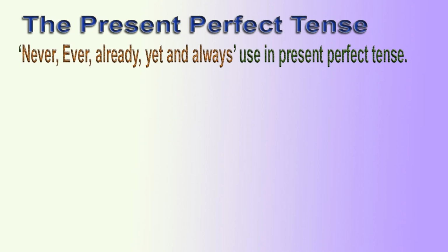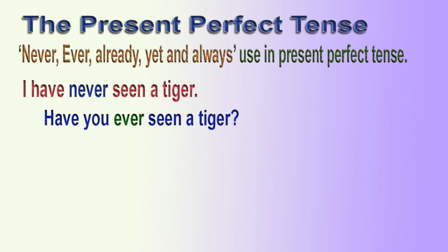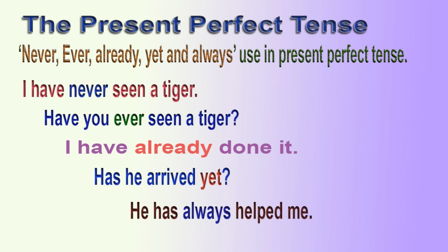Never, ever, already, yet and always are used in the present perfect tense. I have never seen a tiger. Have you ever seen a tiger? I have already done it. Has he arrived yet? He has always helped me.